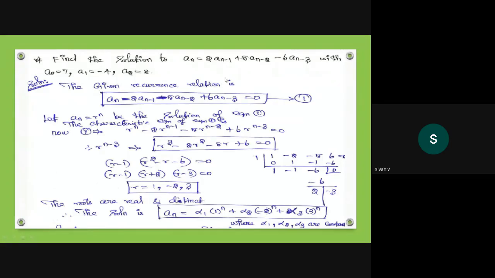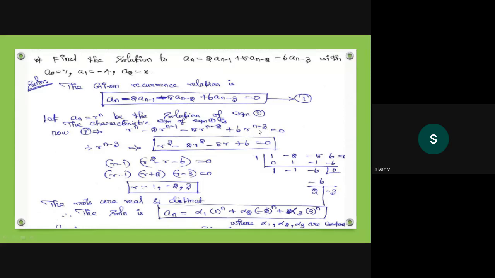Therefore, in the given recurrence relation, bring all the right hand side terms to the left hand side: an - 2an-1 - 5an-2 + 6an-3 = 0. The first step is to replace an by r power n. The characteristic equation becomes r^n - 2r^(n-1) - 5r^(n-2) + 6r^(n-3) = 0.